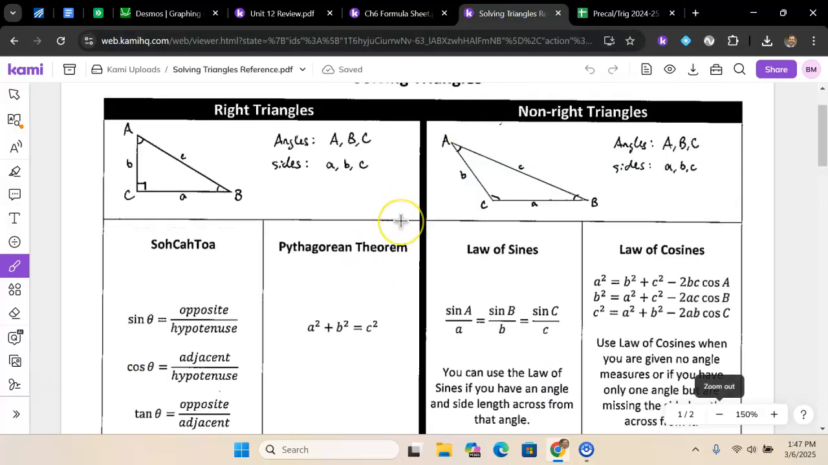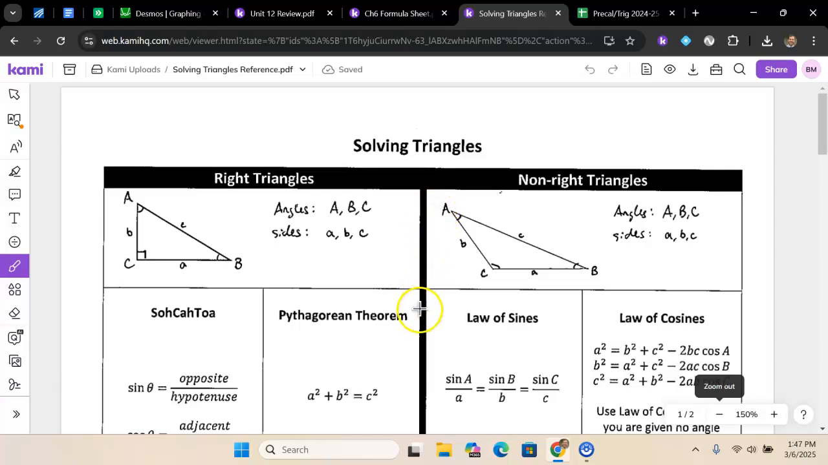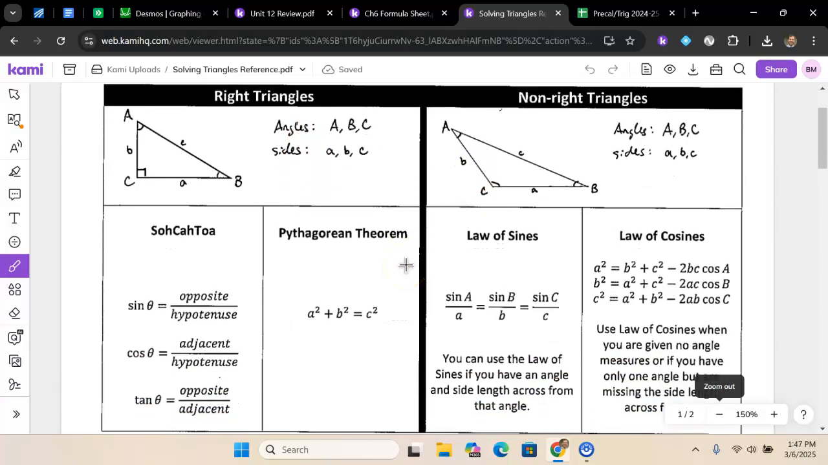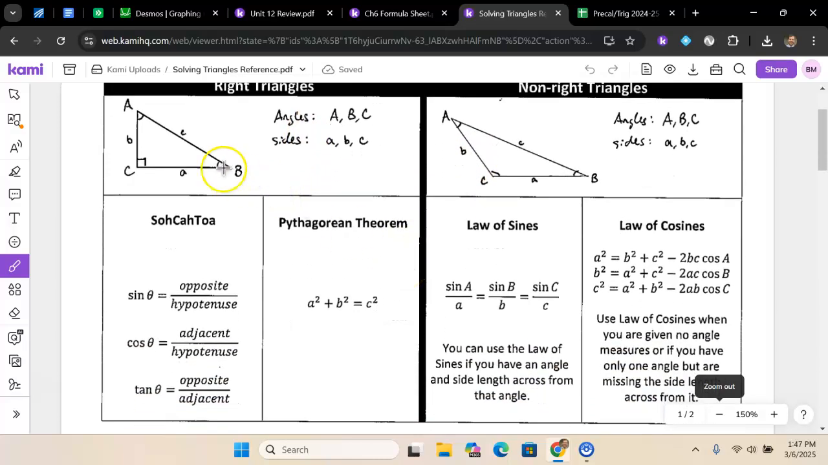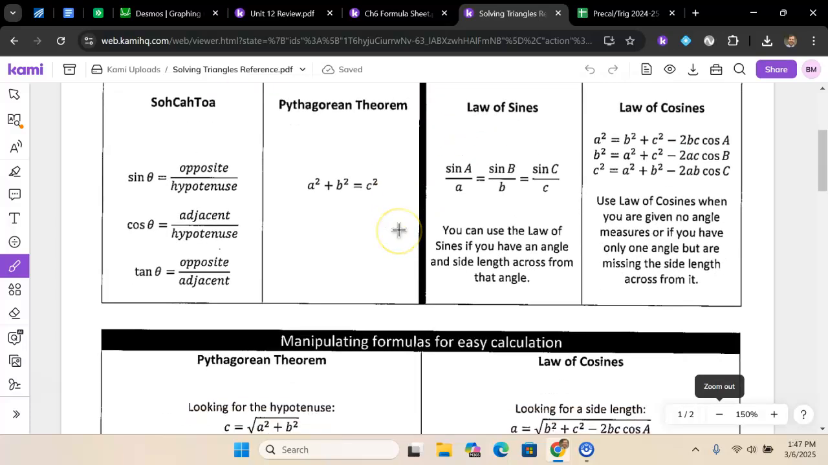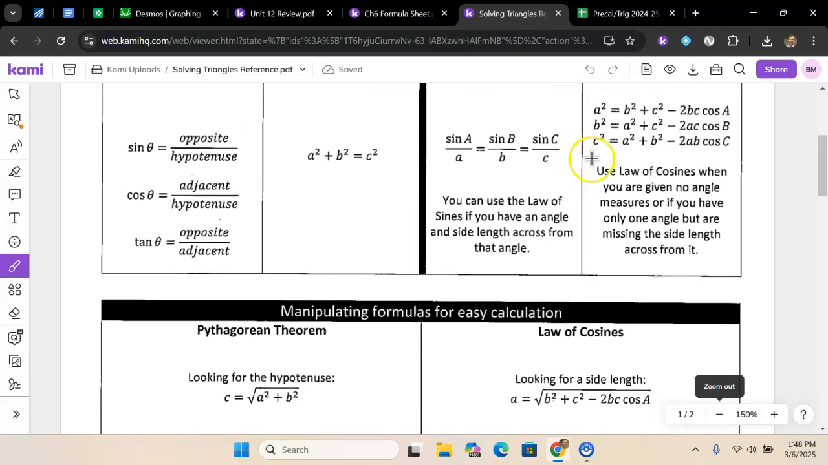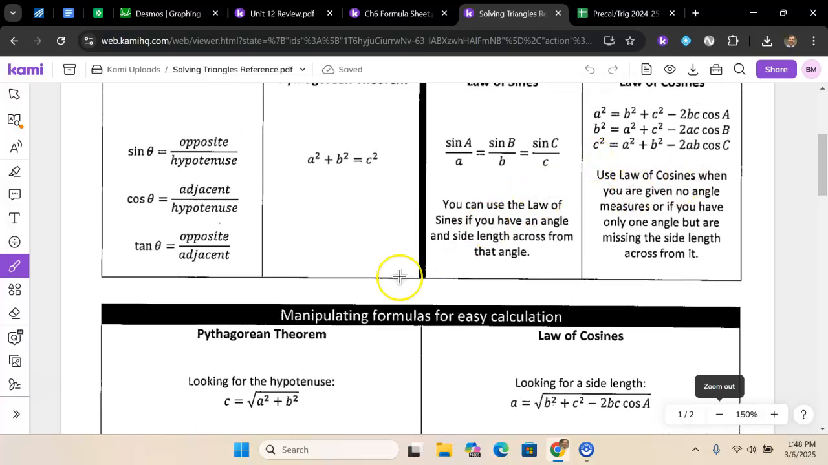And then I gave this out in class, but it's also linked in the Google Sheet, and it is a reference for how to solve triangles. You will not get this on the test, but I would take a look at it because I really break down the difference between solving a right triangle and solving a non-right triangle, when to use law of sines versus when to use law of cosines.